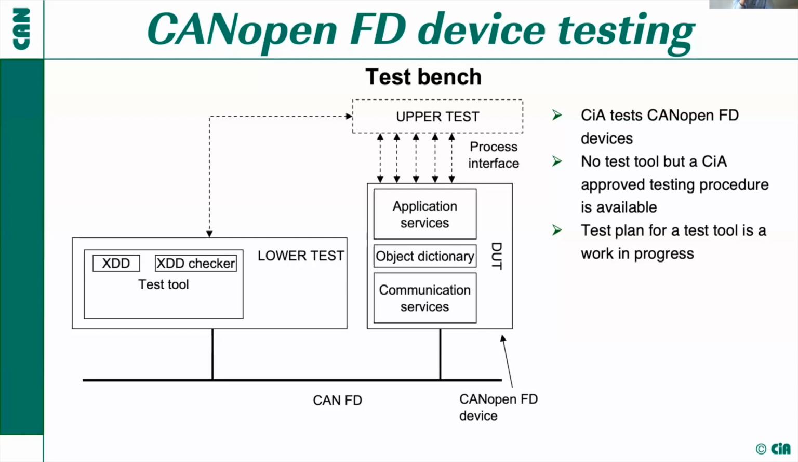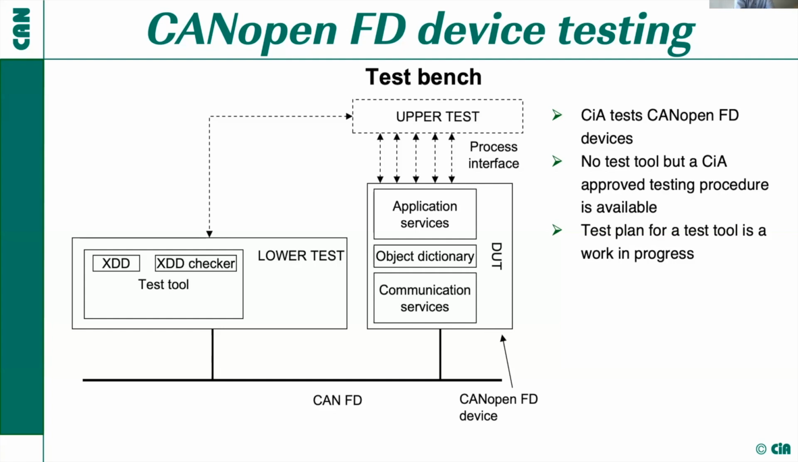Another topic is actually testing of the device, if not the network. We reuse our CANopen FD device testing. This is where the device description is being tested as well. As of right now, we have no test tool for CANopen FD, but we have a test procedure, and we perform the test procedure according to this block diagram of the test bench. The only thing that we don't have is the upper tester, which is actually the application test.